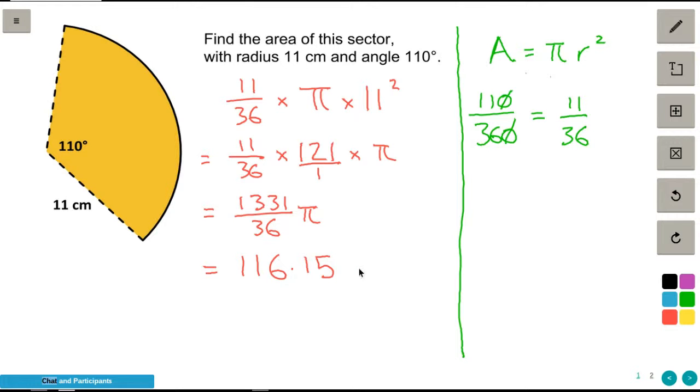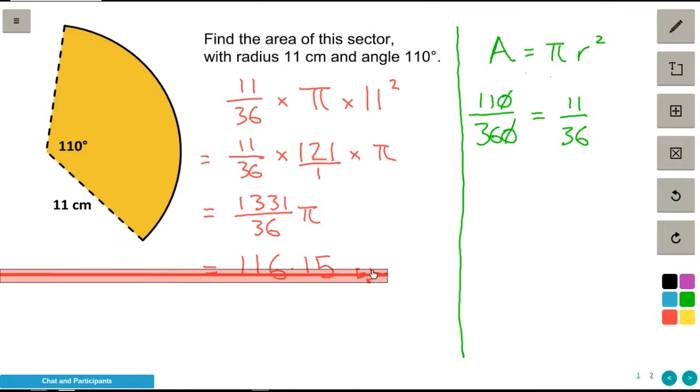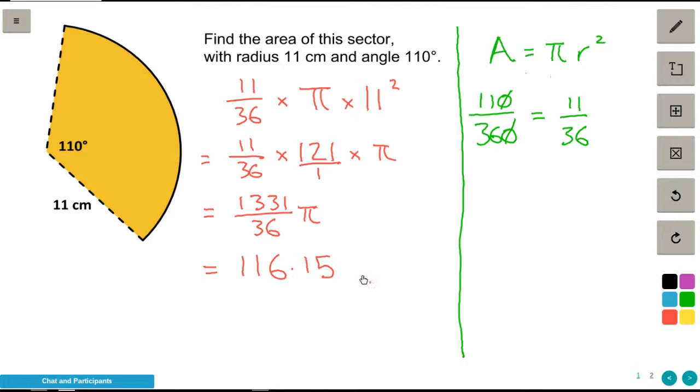We're working in centimetres again, so the answer is going to be, and that's the area of the sector. We're working in centimetres again, so that's going to be for area, centimetres squared for our answer.